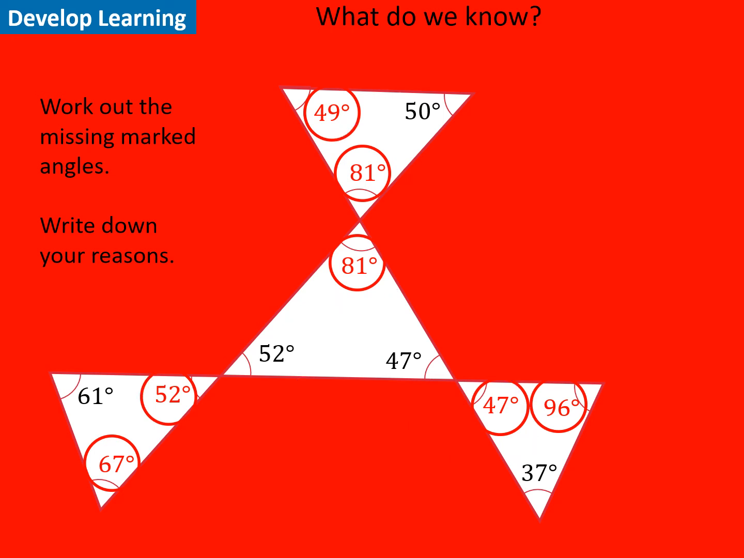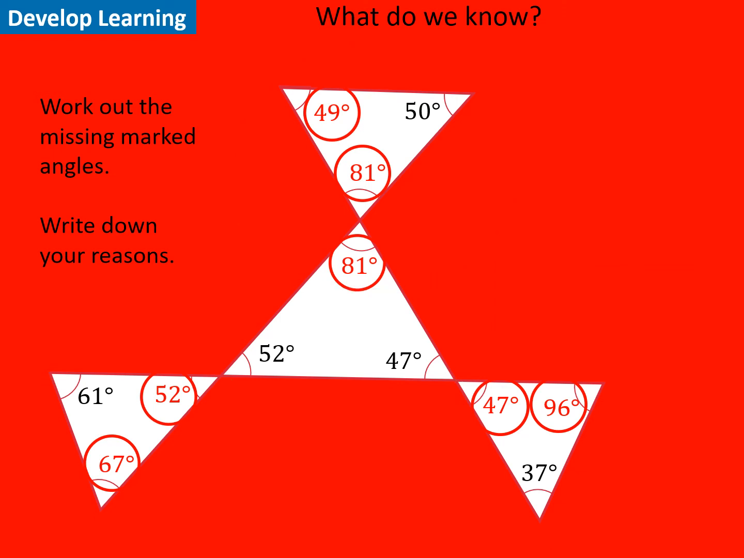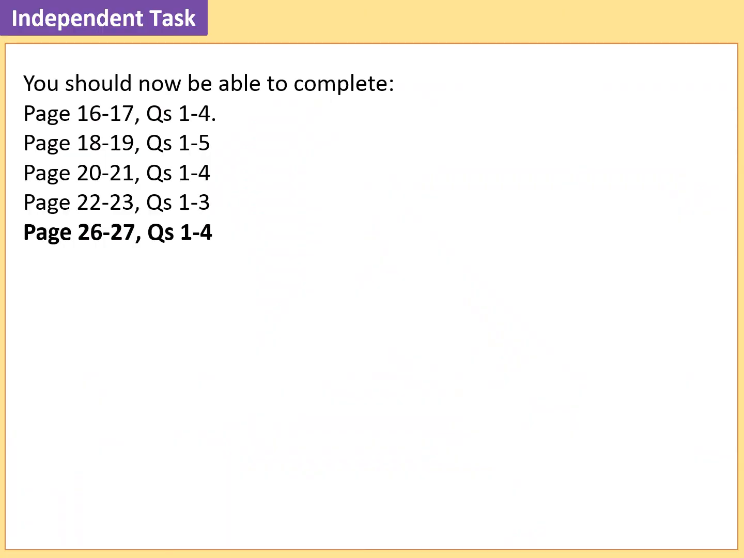Now, with the others, we should also be able to figure out that interior angles in a triangle sum to 180, so you should therefore be able to figure out the remaining amounts. You should now be able to complete page 26 to 27, questions 1 to 4. Please pause the video and take some time out to answer these questions.